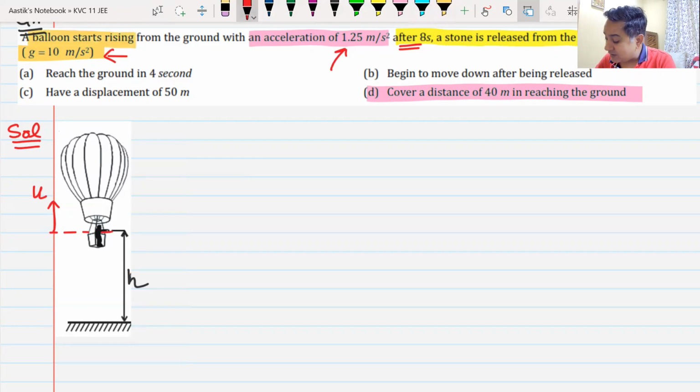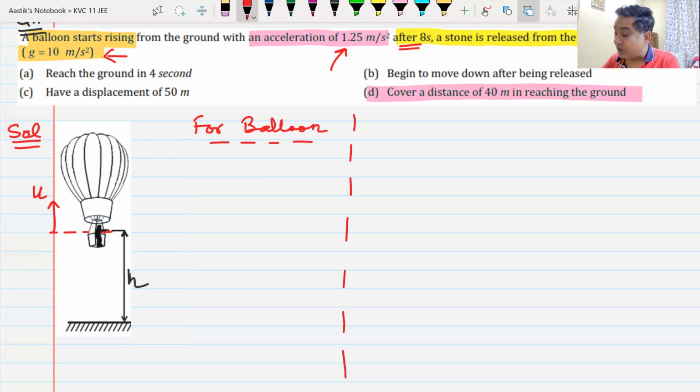Okay, let me now make the equation for the balloon. Let us first make the equation for the balloon. Let me make a line like this. For the balloon, the first equation that I'm writing is V is equal to U plus AT for the balloon.